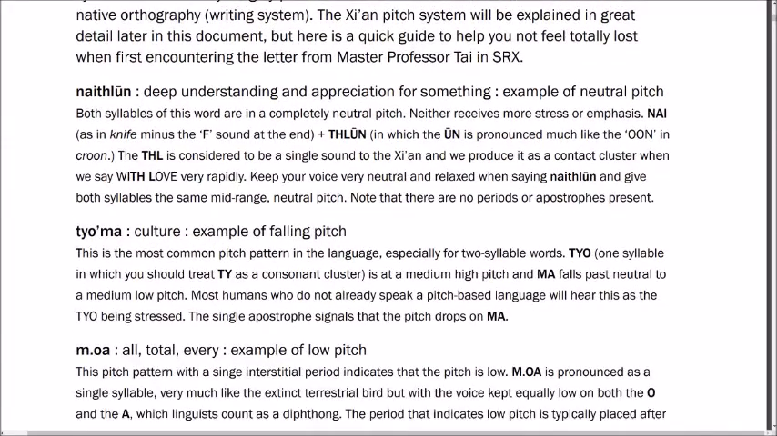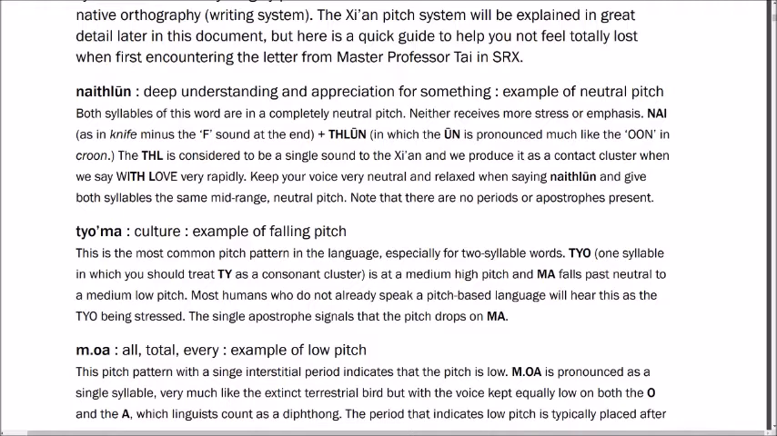The Xi'an pitch system will be explained in great detail later in this document. But here is a quick guide to help you not feel totally lost when first encountering the letter from Master Professor Tai in SRX. Nathlin, deep understanding and appreciation for something, example of neutral pitch. Both syllables of this word are in a completely neutral pitch. Neither receives more stress or emphasis.